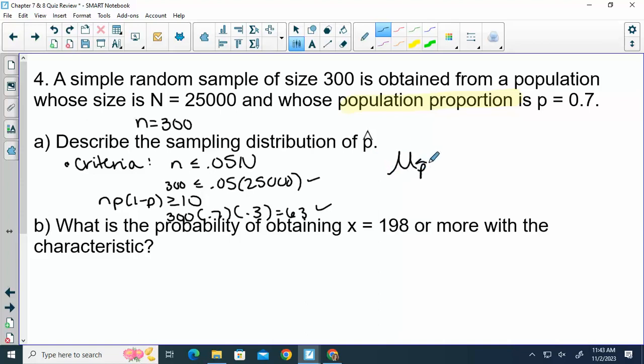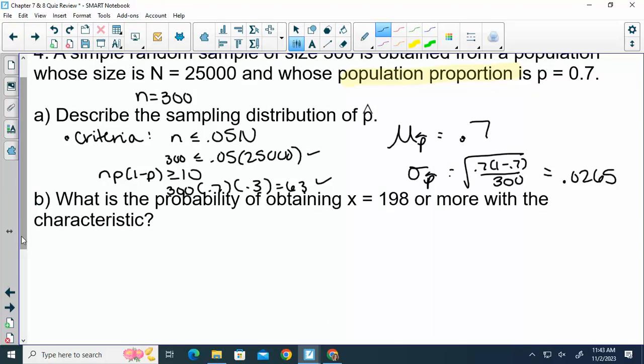How do you find the mean for p hats? Just our p. Standard deviation is what? So we get 0.0265. So, part B. What's the probability of obtaining x equals 198 or more with the characteristic?